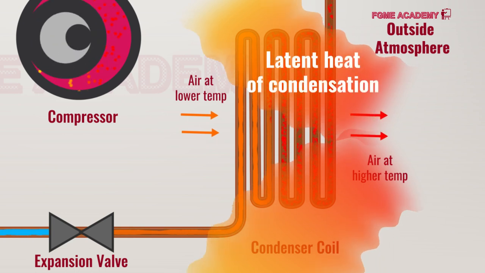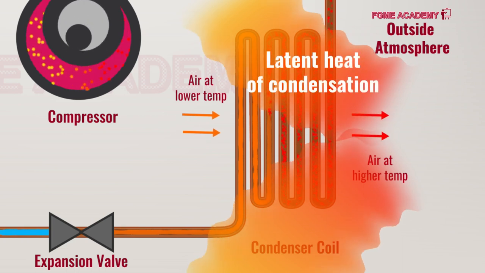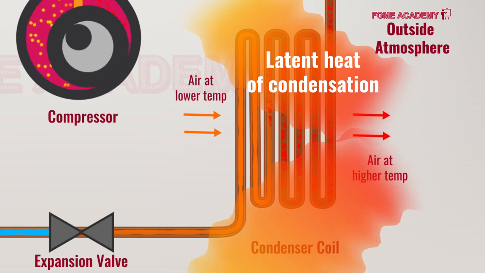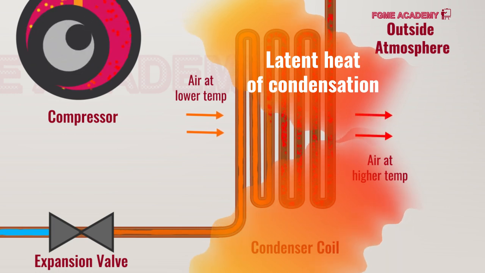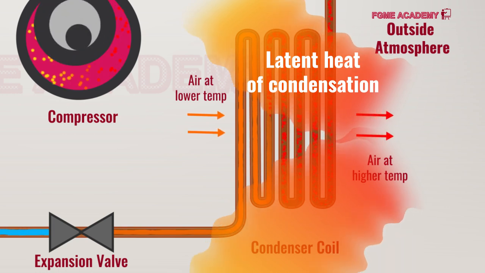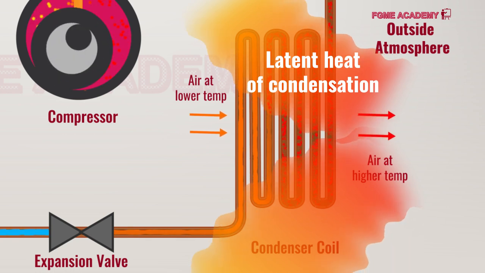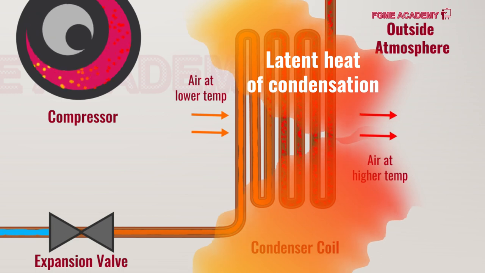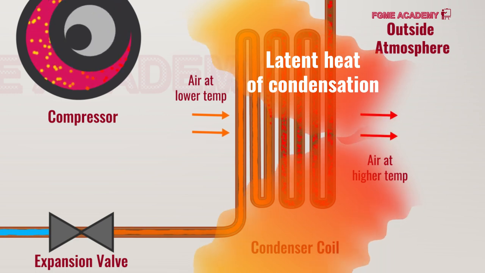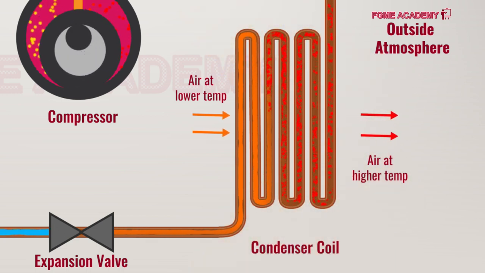The difference in temperature between both mediums permits the release of heat from the higher to the lower temperature zone. And thus, heat is rejected from the refrigerant to the outer environment. This heat is known as the latent of condensation heat. The phase change of refrigerant from gas to liquid occurs during the condensation process.